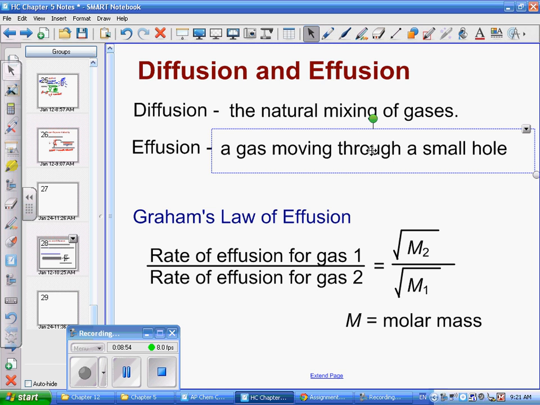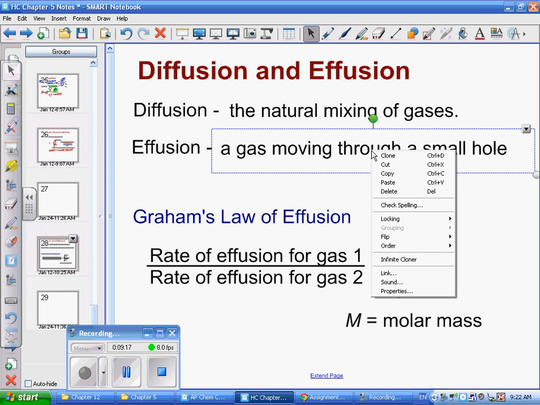Effusion, if you take a look at your book, I think it's page 209. Oh yes, page 206. There's a picture at the bottom of the page, like an orange box separated by a blue divider. If you take a look at that picture, it shows you what effusion is.